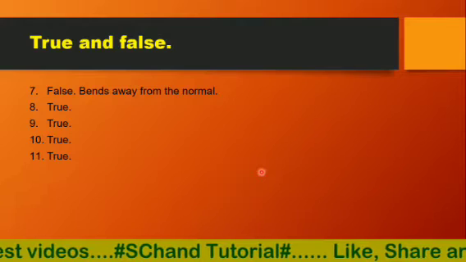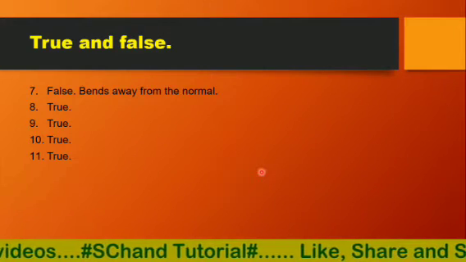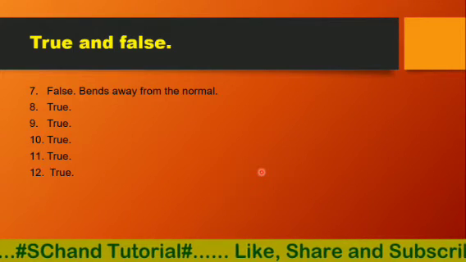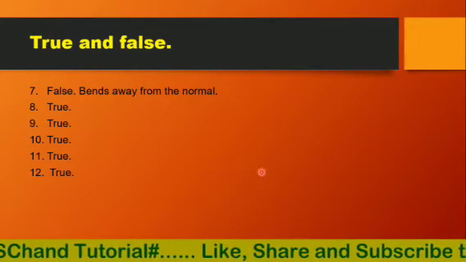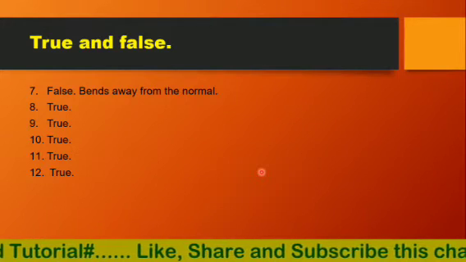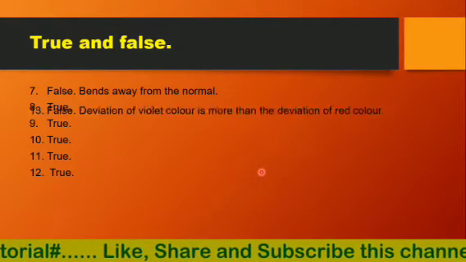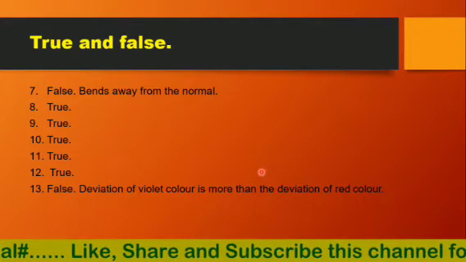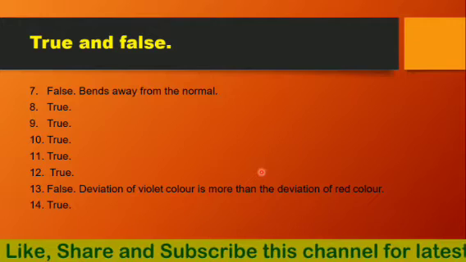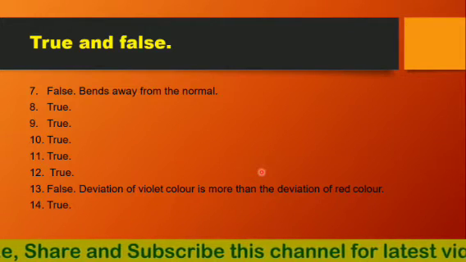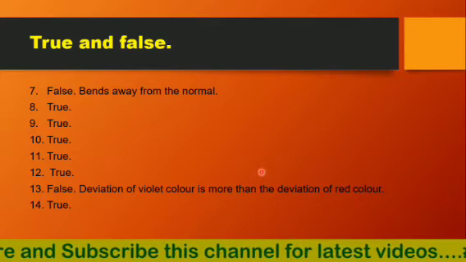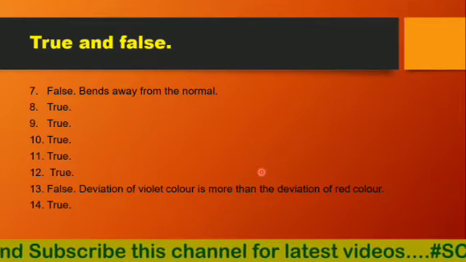Twelfth, for refraction through a glass slab, the angle of emergence is equal to the angle of incidence. That is true again. Thirteen, when white light is dispersed by a prism, the deviation of red color is more than the deviation of violet color. That is false. The deviation of violet color is more than the deviation of red color. Number 14, a lemon kept in water contained in a glass tumbler appears bigger when viewed from the sides. That is true.